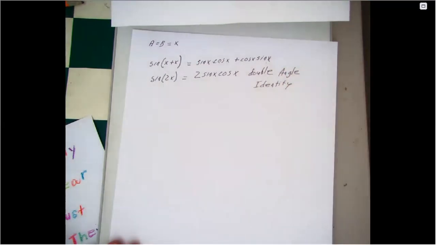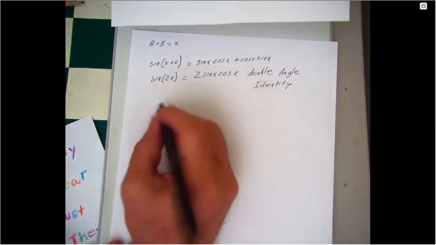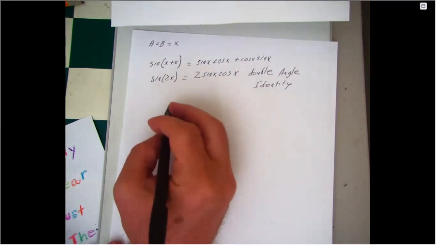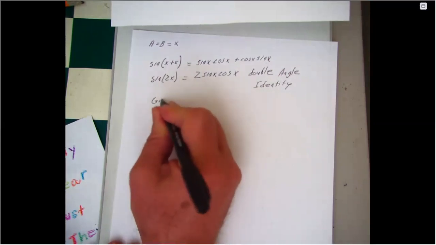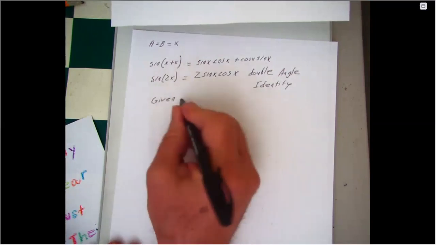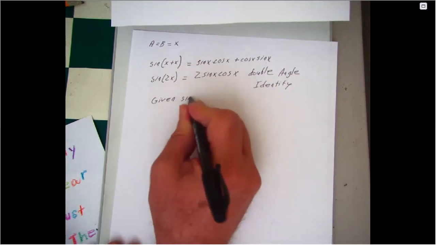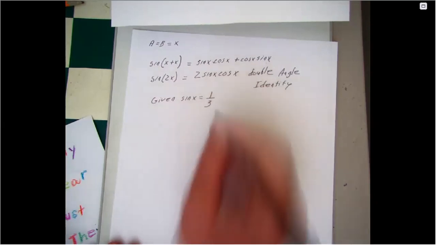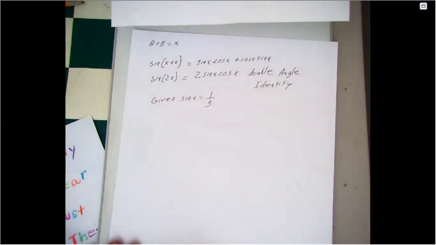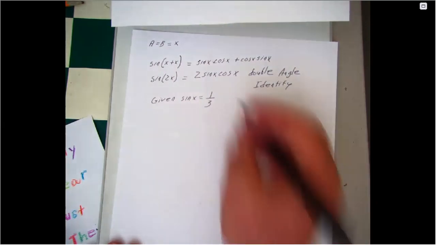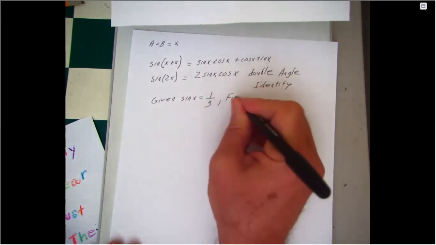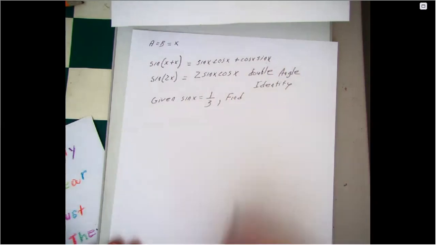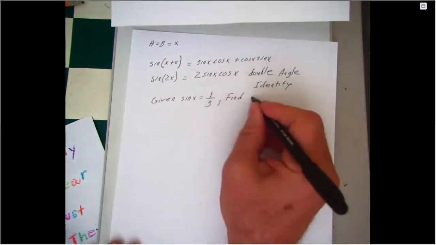Now I'm going to give you a homework problem for this one. I'm just going to make this one up. Let's say you're given that the sine of x is equal to 1/3. Sine x is equal to 1/3. The instructions here would be to find, and I'll just work this one for you folks, it's better than just expecting you to do it, the sine of 2x.